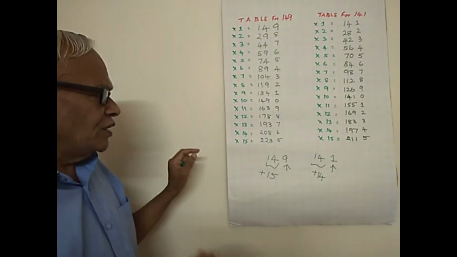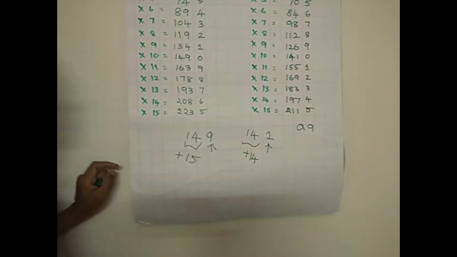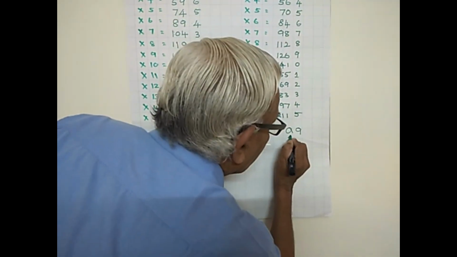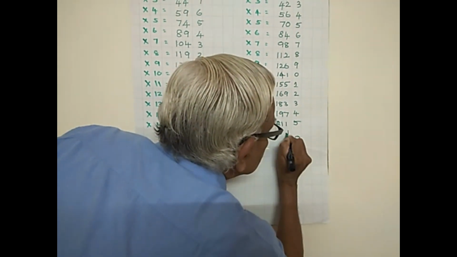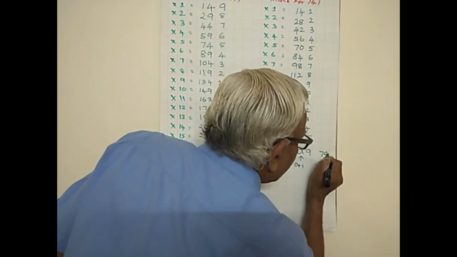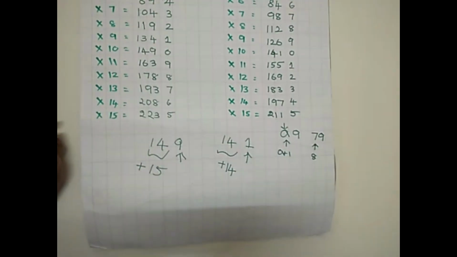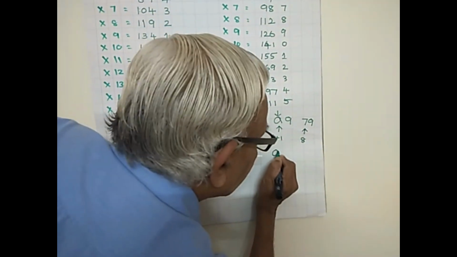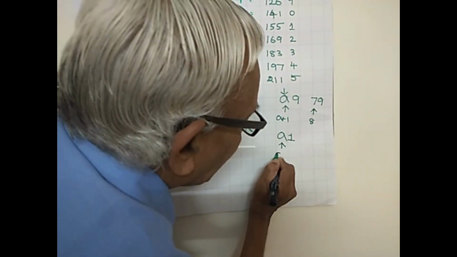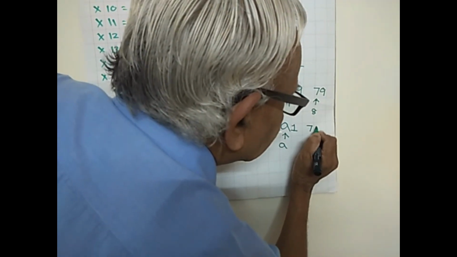Now in general, if I have a number, let us say A9, I will keep on adding A plus 1 to the most significant digit. In other words, if it is 79, 7 plus 1 is 8, so I will keep on adding 8. If I have a number ending with 1, I will keep on adding A to the most significant digit. In other words, if the number is 71, I will be adding 7.